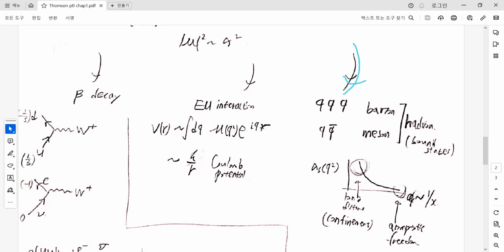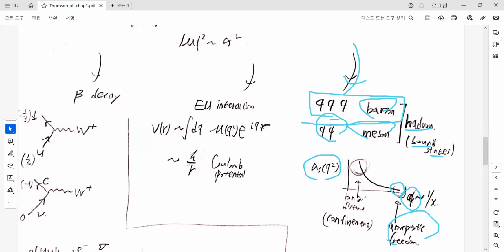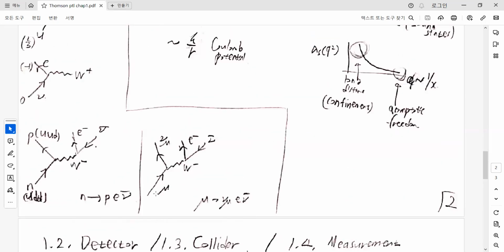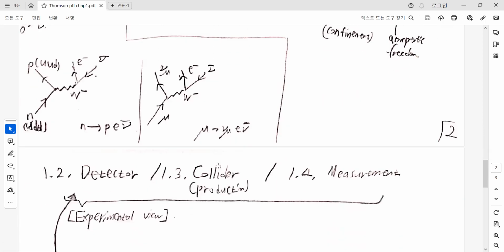In the QCD case, it can make bound states as hadron states: some combinations of qqq, the baryon, and q q-bar for the meson. And the running coupling constant of the strong interaction has asymptotic freedom behavior for large momentum. The coupling constant is extremely small there, and at long distance it behaves like a spring force. So the quarks are all combined in hadron states.